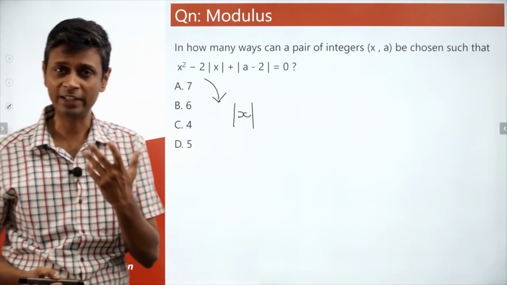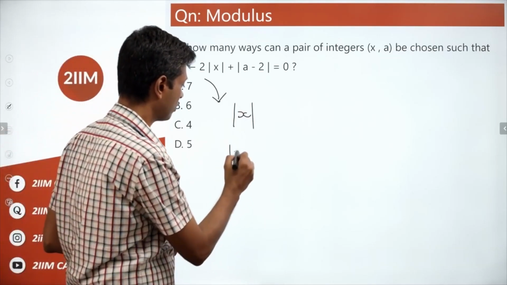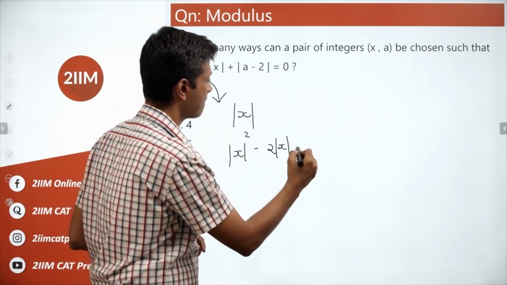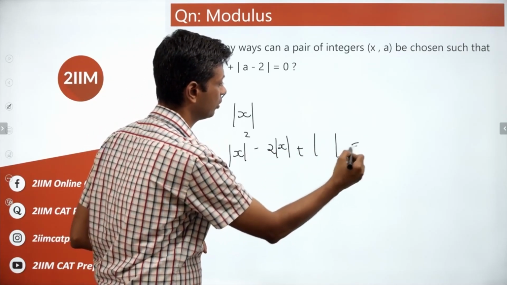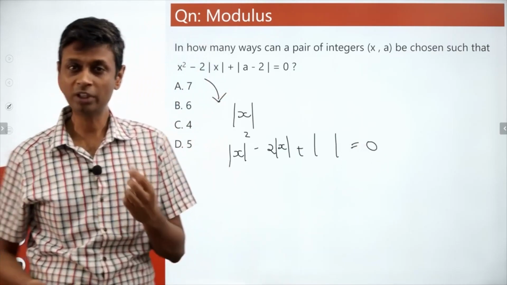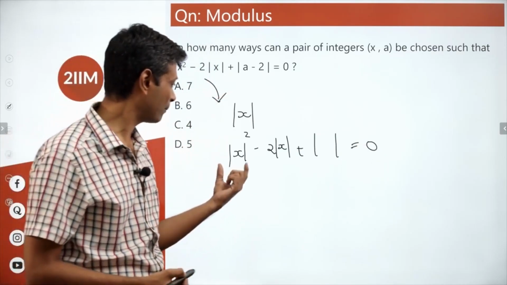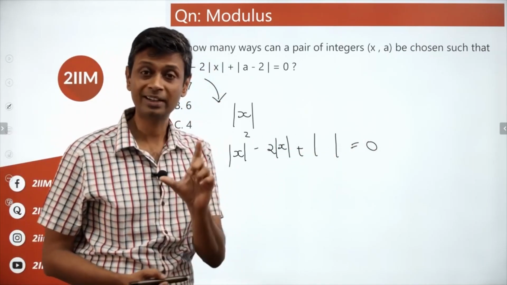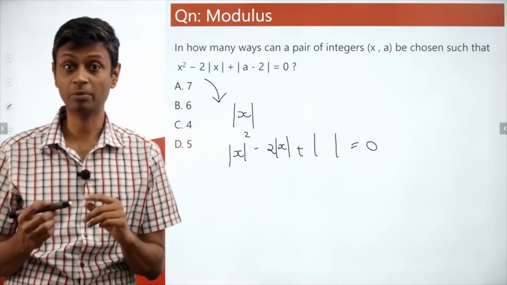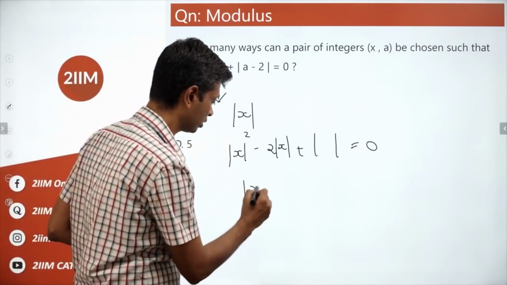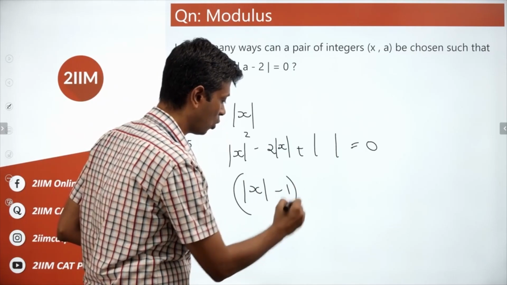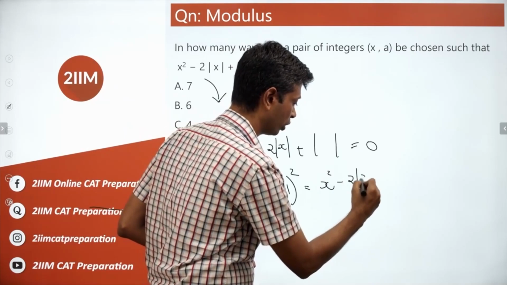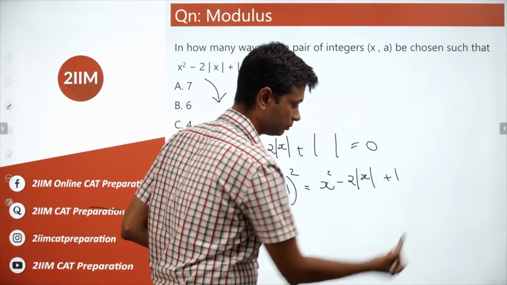And so the wonderful idea. And so now think about this. So we have mod x square minus 2 mod x plus a positive number is equal to 0. The beauty here is x square minus 2 mod x plus 1 equal to 0 is a nice square of a quadratic expression. How do I say that? So (mod x minus 1) whole square is x square minus 2 mod x plus 1.